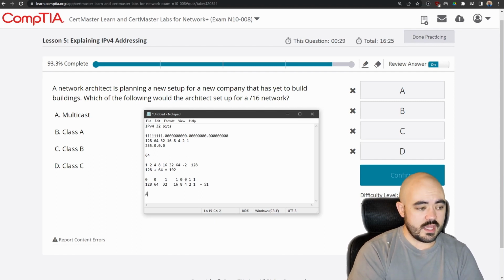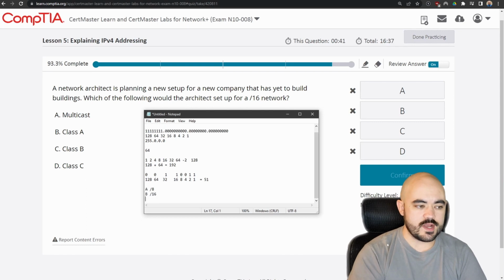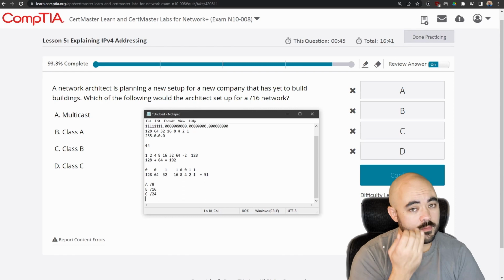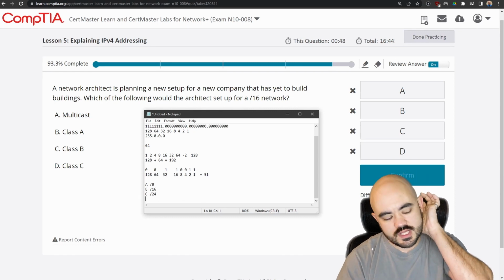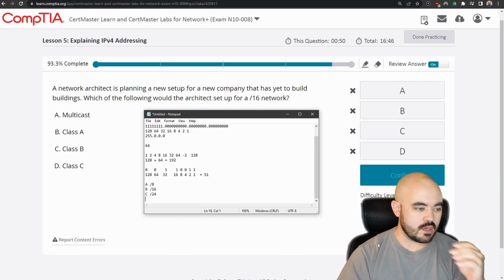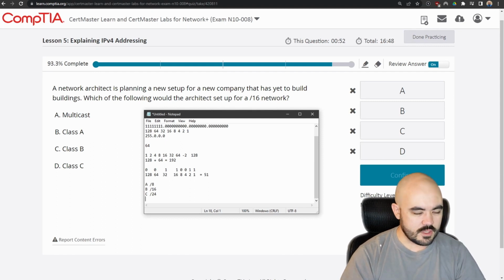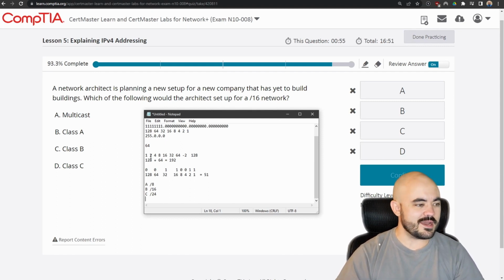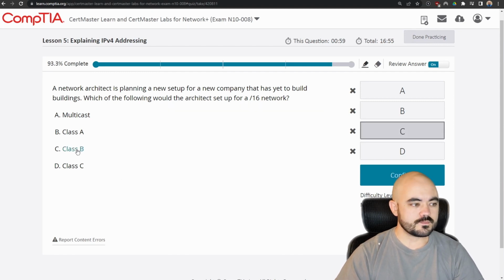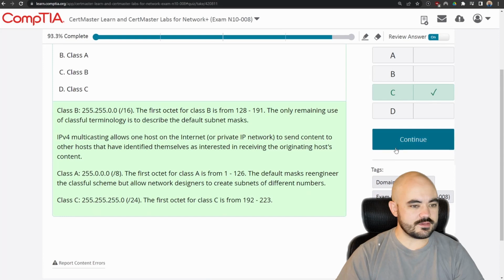So Class A is basically all ones in the first octet. So that would be a /8. Class B is all ones in the first and second octet. Pretty easy to remember, /16. Class C would be the first three, so that'd be /24. That's a very common network to use, Class C. And Class D and E are different. I can't recall right now, but I know the answer to this question is Class B. And there we go, that is the correct answer.